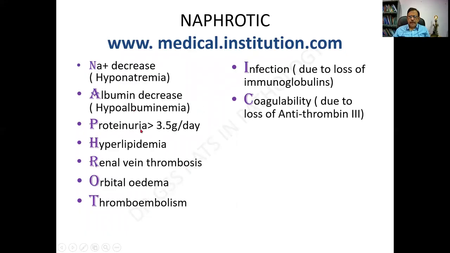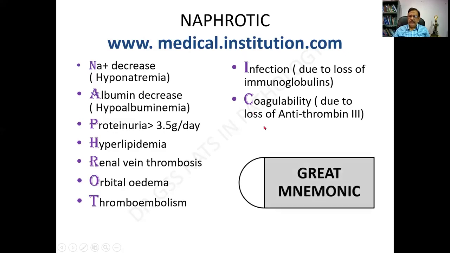Proteins are excreted, proteinuria. Lipids are increased, hyperlipidemia. Thrombosis of the blood vessels, renal vein thrombosis. Edema generalized, orbital edema, periorbital. And thromboembolism because of thrombosis. In addition to it, there will be infection and hypercoagulability. So please remember this mnemonic: nephrotic. It is a very great mnemonic and this is a reference for it. Due credit to them.